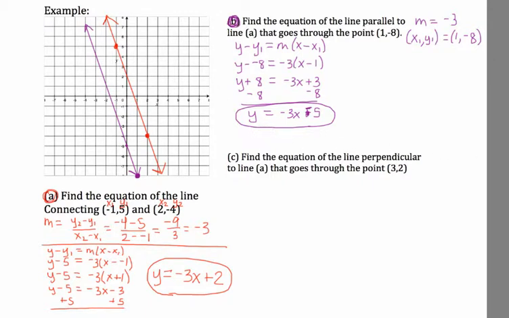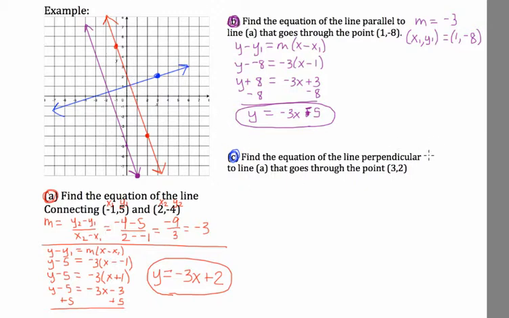Again, how do we know these are parallel? They have the same slope. Parallel lines have the same slope. Find the equation of the line perpendicular to line A that goes through the point 3, 2. So I made a picture of our line. I want it to go through the point 3, 2 and be perpendicular, or form a 90-degree angle, with line A. It's also going to be perpendicular to line B as well.